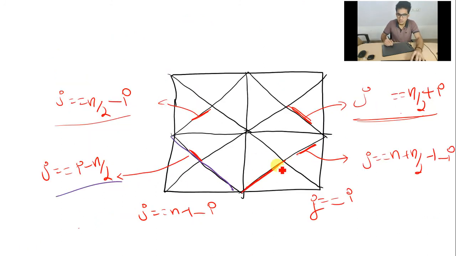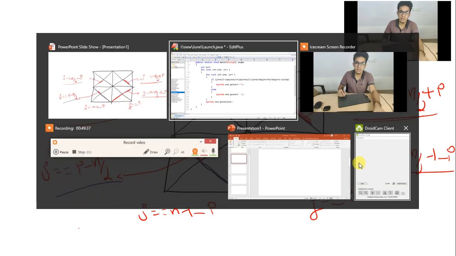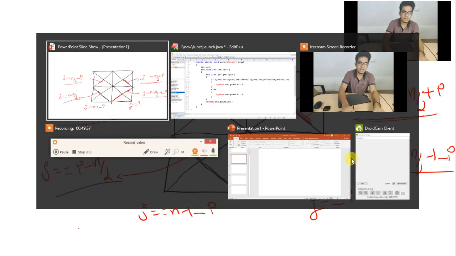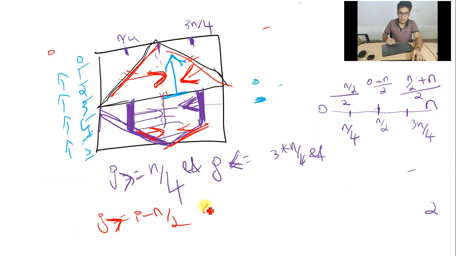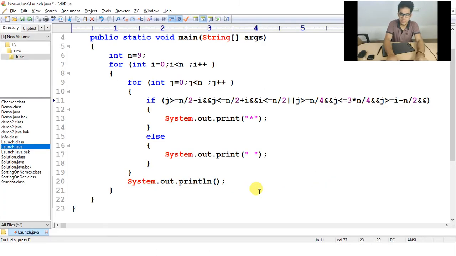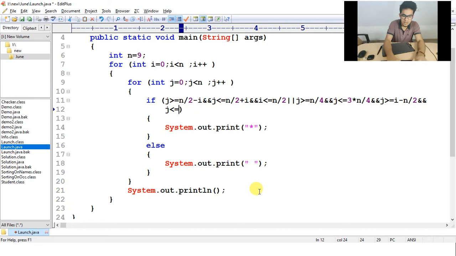For this face, the line equation will be j is equal to n plus n by 2 minus 1 minus i. So and operator, j is equal to n plus n by 2 minus 1 minus i. From that line, to print left side, copy this symbol, paste it here. So j is less than or equals to n plus n by 2 minus 1 minus i.